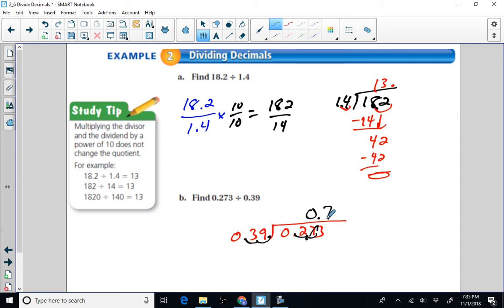Let's try 7. 7 times 9 is 63. Put down the 3, carry the 6. 7 times 3 is 21. And 6 is 27. Right? And that's going to give us a 0. So 7/10 would be our quotient.